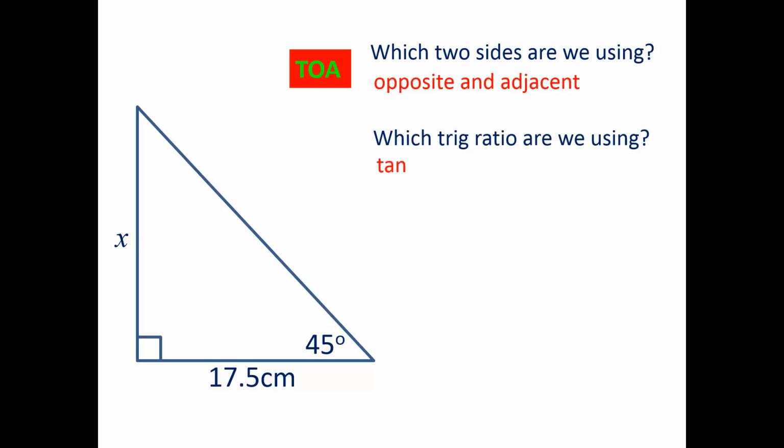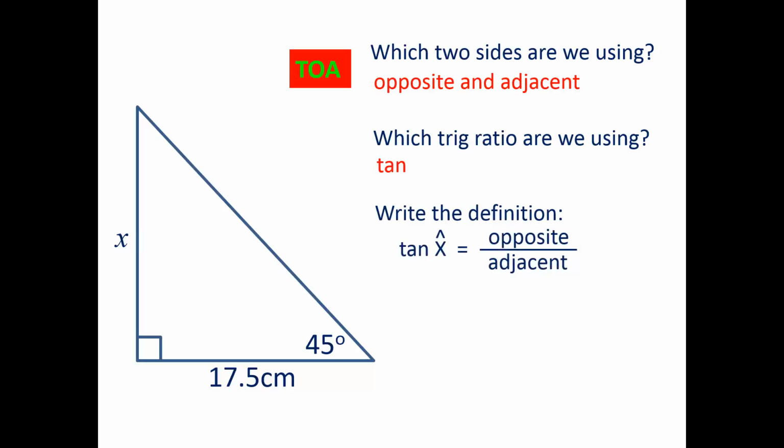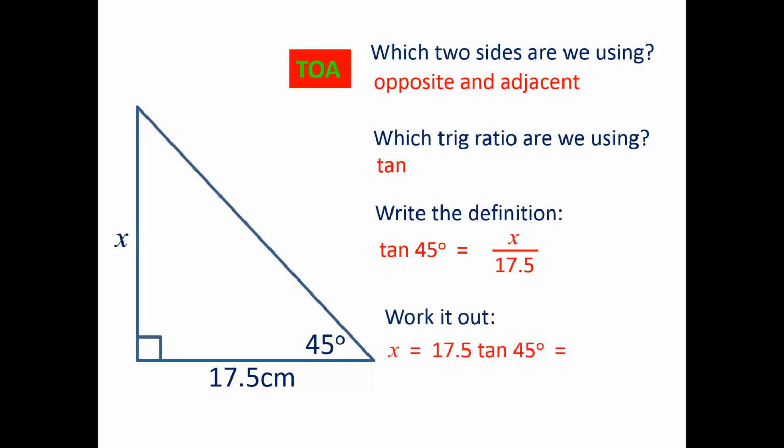Third W, write the definition. Tan is opposite over adjacent. So in this case, tan 45 is x over 17.5. The fourth W, work it out. x is 17.5 tan 45. We get a funny answer here because tan 45 is actually 1. We get an answer of 17.5. So there we have it.